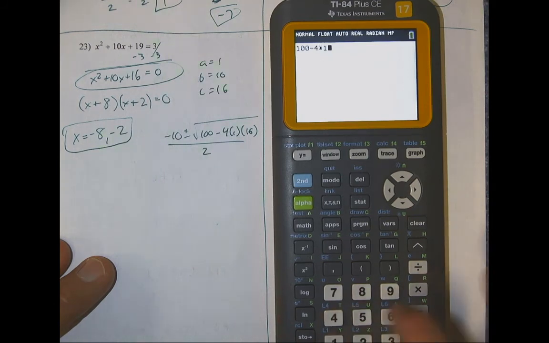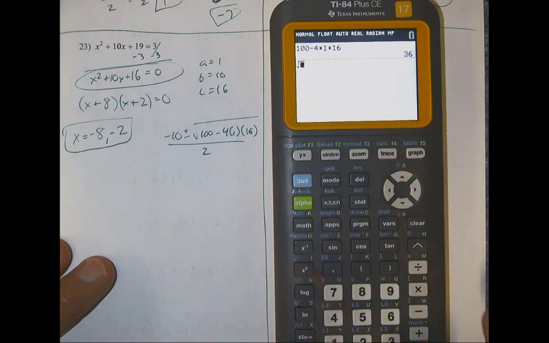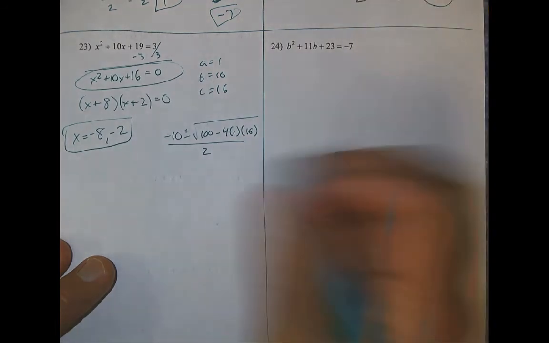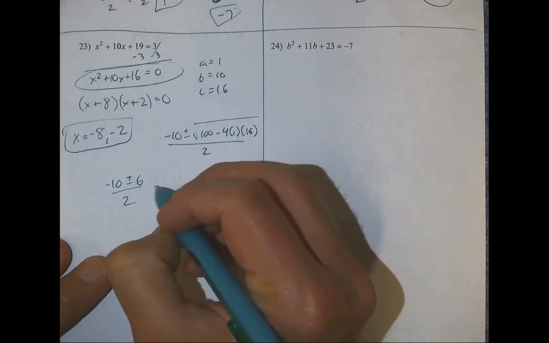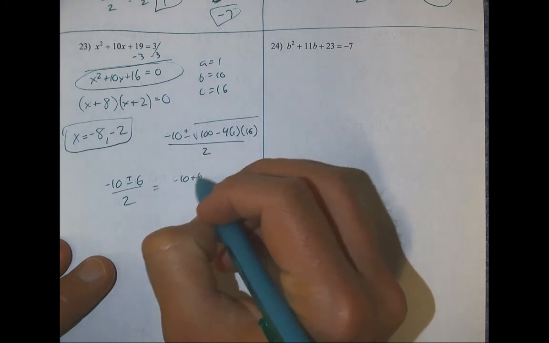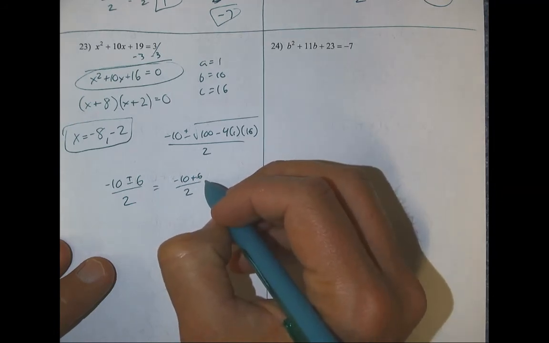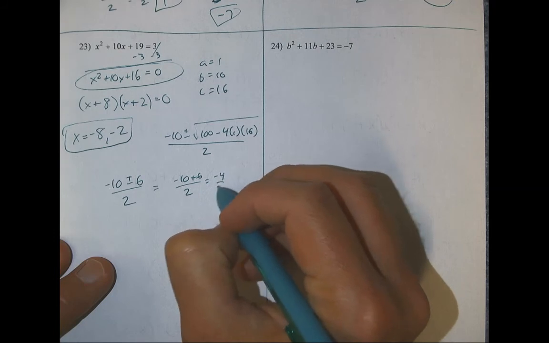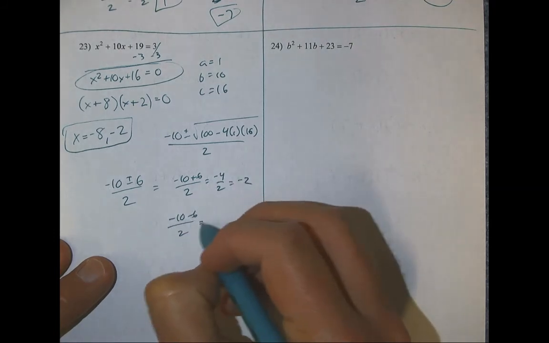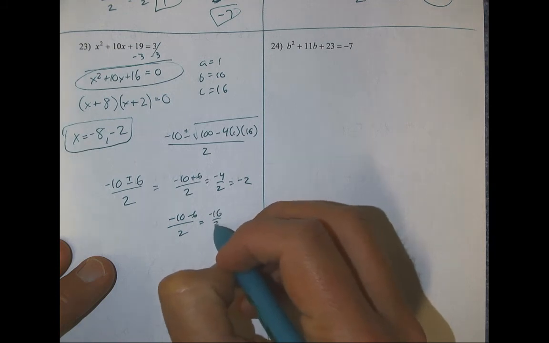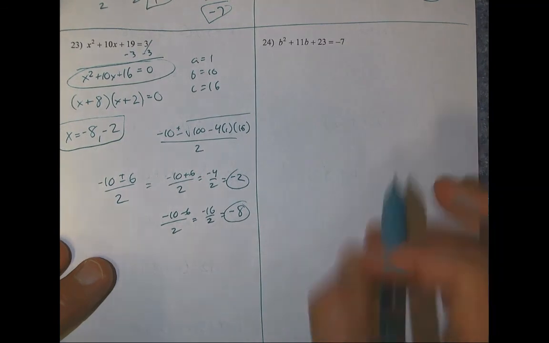4 times 1 times 16. You get 36. Square root of 36 is 6. So it's negative 10 plus or minus 6 over 2. So we're going to get negative 4 over 2, that's negative 2. And then when we minus the 6, we're going to get negative 16 over 2, which is your negative 8.